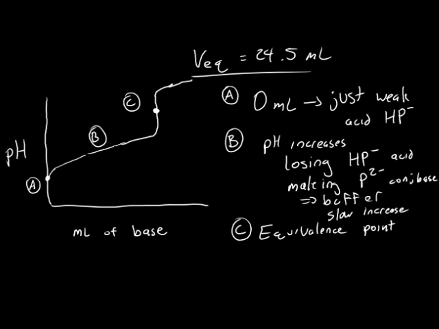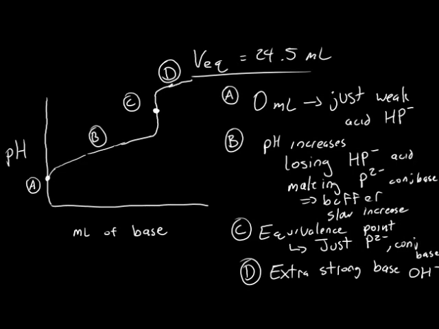At our equivalence point, we'll have lost all of our HP⁻ and we'll have just P²⁻. Once again, that was our conjugate base. Eventually, as we continue adding base after the equivalence point, our pH will level off at a very high level. That's region D, and in region D, we'll have extra strong base. Of course, the strong base that we added was OH⁻.